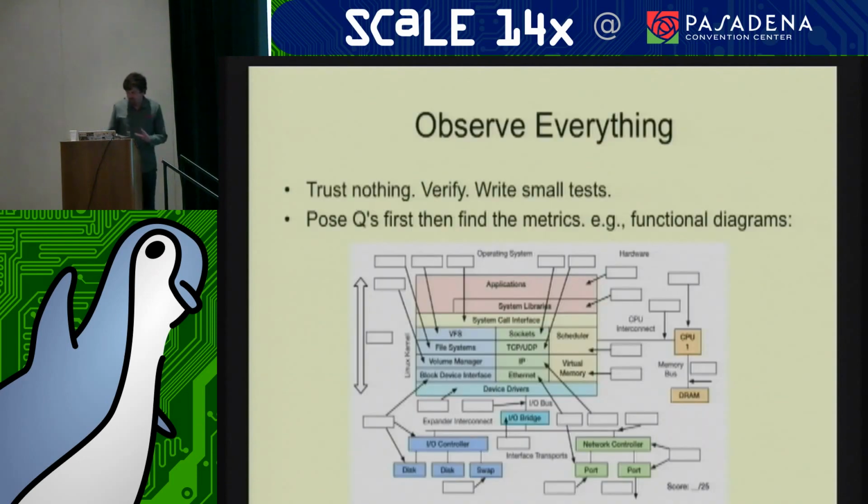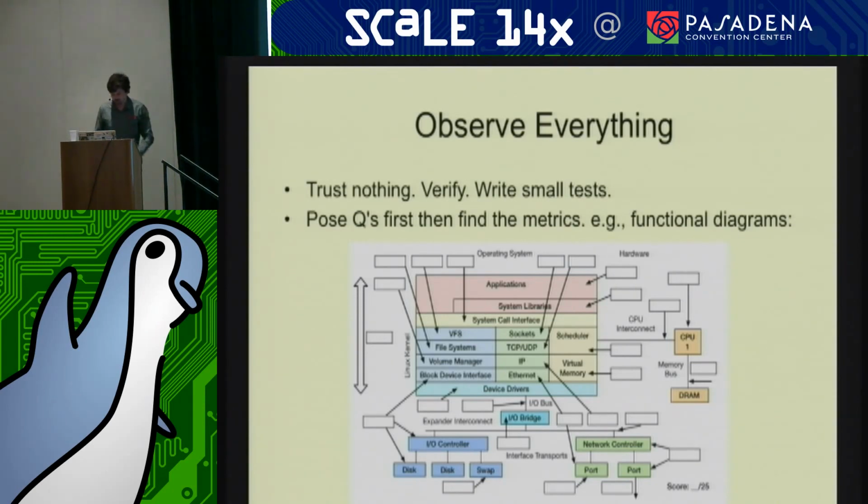In summary, observe everything. So how to get out of trouble: trust nothing. Even though everyone is using that metric, it doesn't mean it's right. Metrics often can be misleading. Metrics can often be missing as well. So you want to pose questions first and then find the metrics to satisfy them. And you might have to create new metrics.